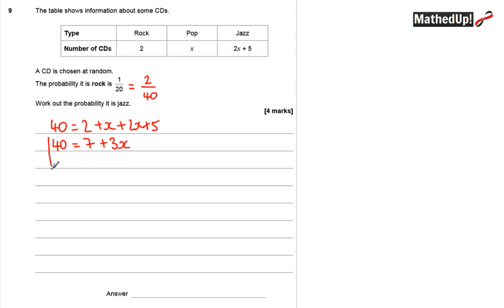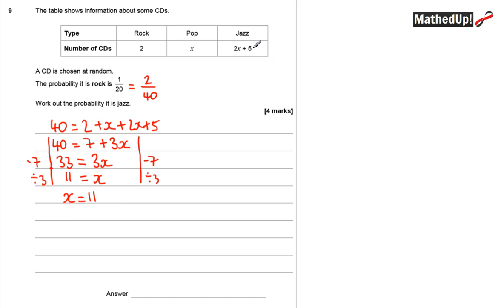If I subtract 7 from both sides, then that's going to be 33 is equal to 3x, and then I can divide both sides by 3, and that tells me 11 is equal to x, or x is equal to 11. Okay, so now we know what this value of x is. We need to work out the probability it is jazz.